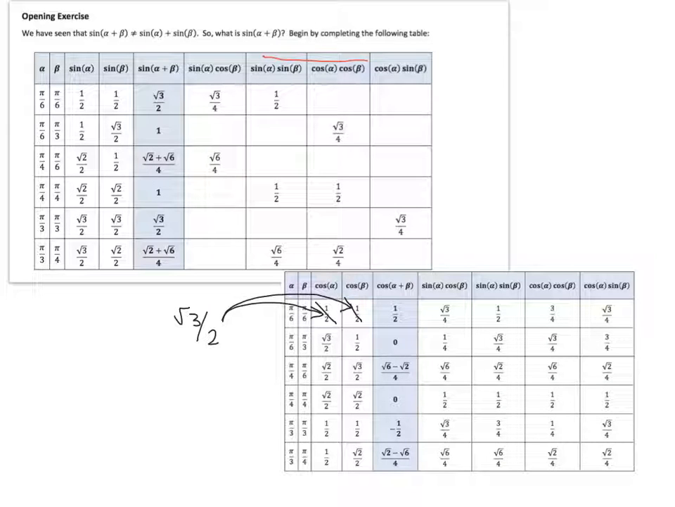Sorry, I took a little break. I found a mistake in the curriculum. These right here are incorrect, so I'm going to use this table to help me up here. If we see cosine alpha times cosine beta, that's square root of 3 over 2 times square root of 3 over 2, which gives me 3/4. And then cosine alpha times sine beta: cosine alpha is square root of 3 over 2, sine beta is 1/2, so I have square root of 3 over 4.